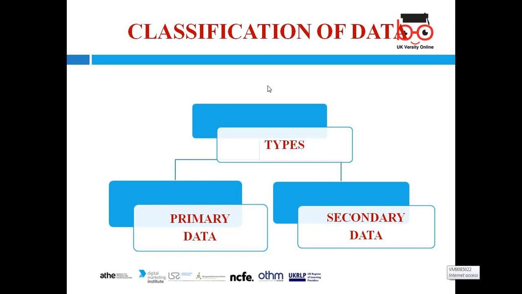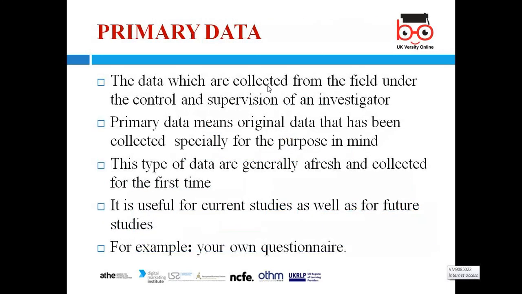Secondary data is data which is already available. Somebody already did the research, it's already published, or it is already available within a company. Does it make sense?